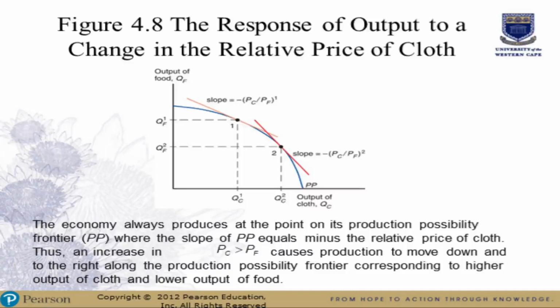The effect of a change in the price of cloth can also be seen directly on the production possibility curve. That is, starting from point 1, an increase in the price of cloth causes the relative price of cloth to rise to P2 over PF, which is the slope of that second curve, and the new equilibrium point will now be at point 2. At point 2, we also observe that the output of cloth rises whilst that of food falls.